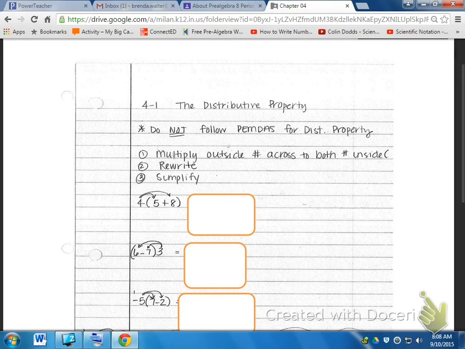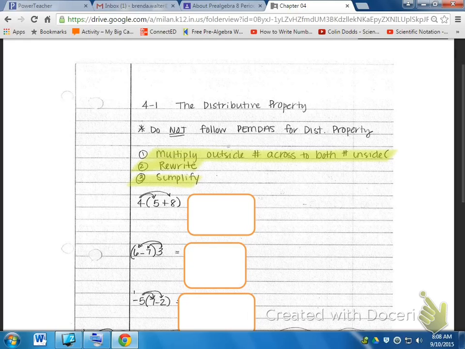Basically you follow these steps. You multiply the outside number across both numbers inside, or both terms inside. Then rewrite it and simplify as needed. So the very first thing would be a problem like this: 4 times the quantity 5 plus 8. That's how you read that. 4 times the quantity, that's what the parentheses are read as, 5 plus 8.